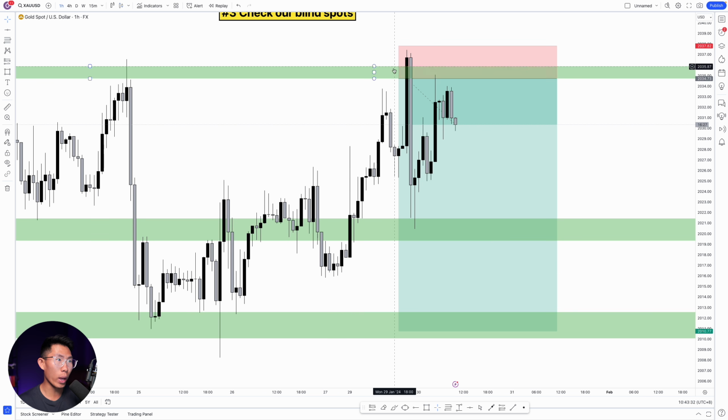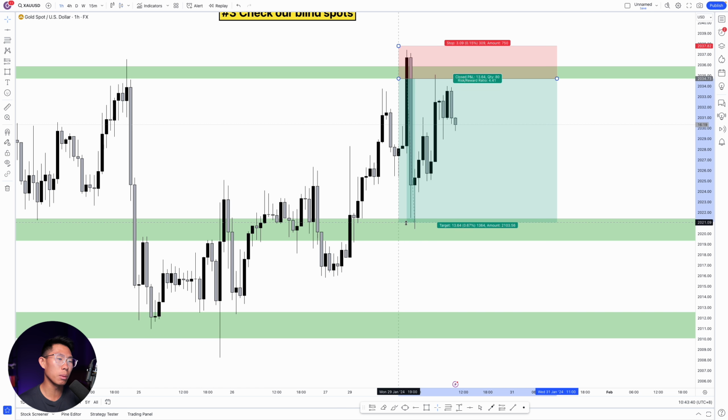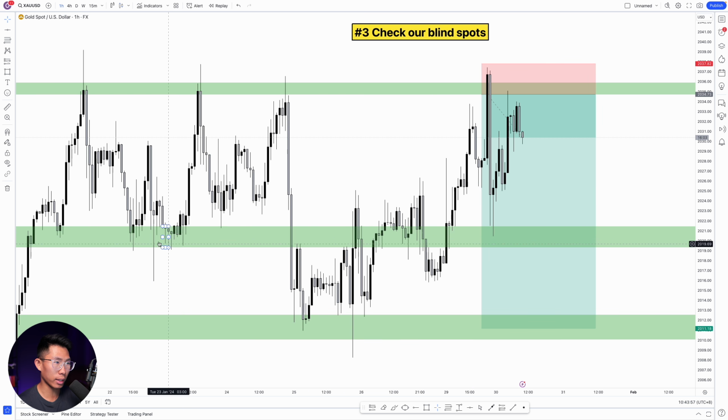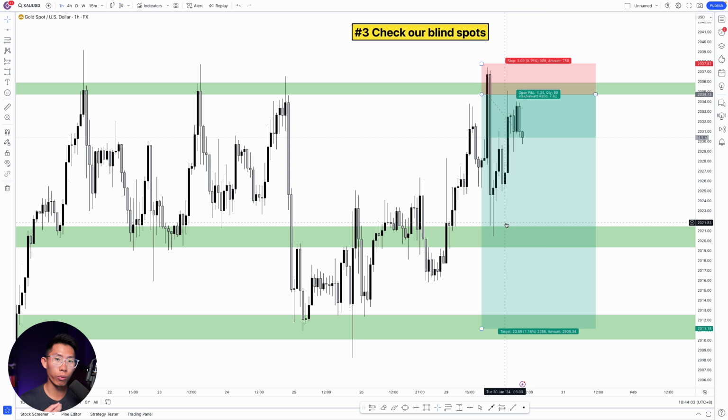And you can see price went down to this demand area first, and then mitigated it and actually went back up. So in reality, your take profit could have easily been right here instead of right here. Now, if you don't check your blind spots by looking towards the left for any unexpected key zones, this is why a lot of the time you won't hit your take profit and you won't exit the trade with a good profit. So make sure you check your blind spots.